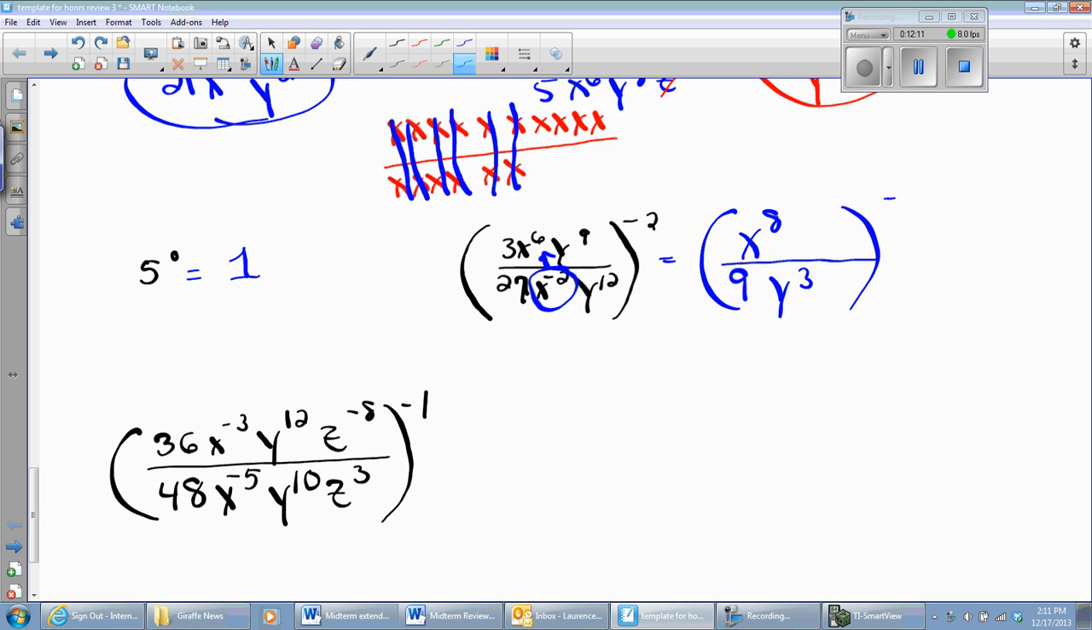That's raised to the negative 2nd. The negative exponent means to use the reciprocal. So I'm going to have 9y cubed over x to the 8th. Now it's ready to be squared.